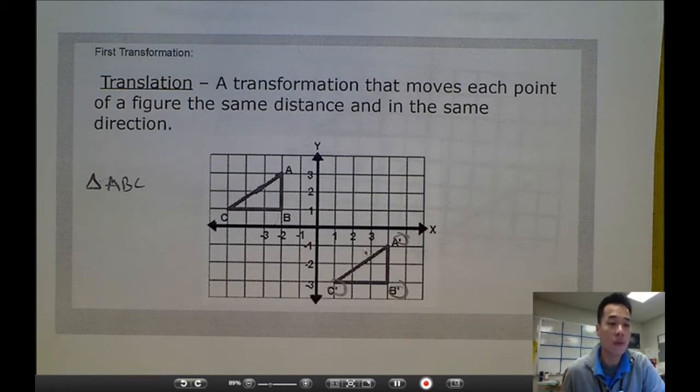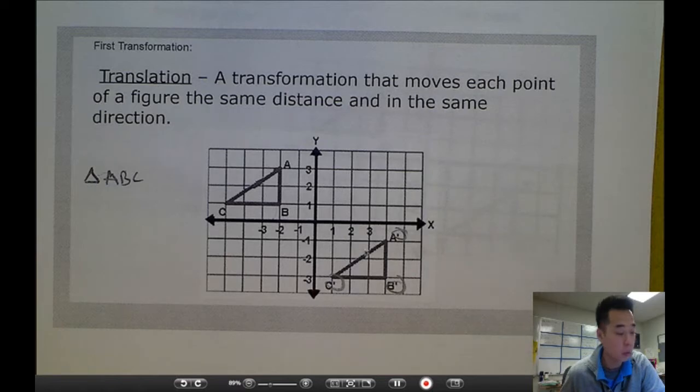So the first of the four that we're going to talk about is translation. It's a transformation that moves each point of a figure the same distance and in the same direction. Please list this in your notebook.